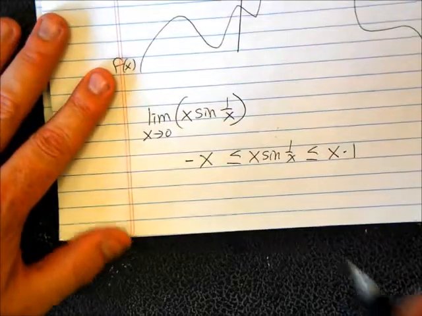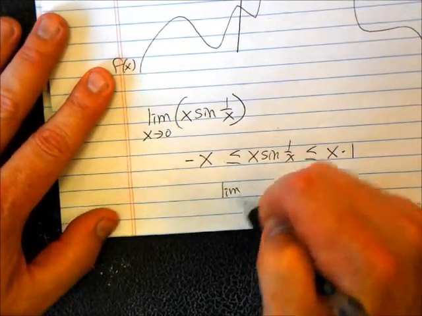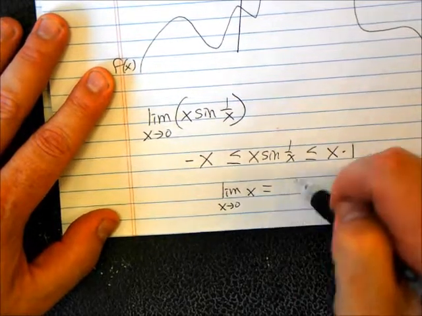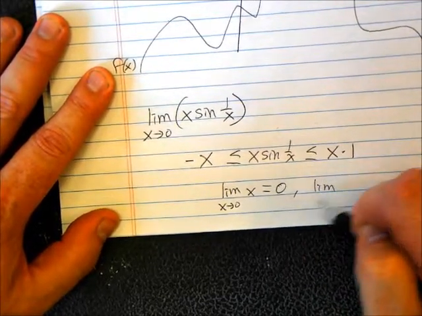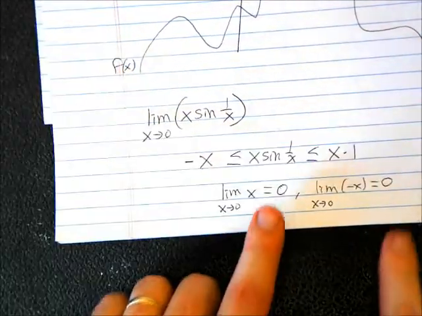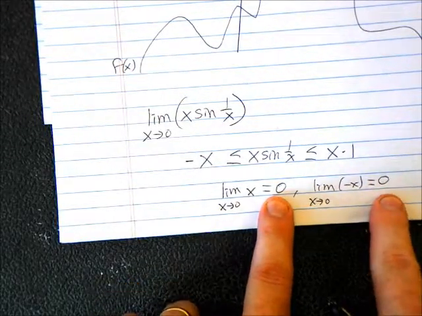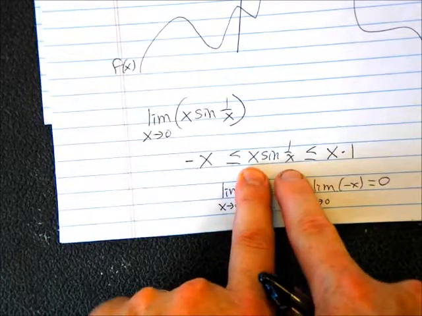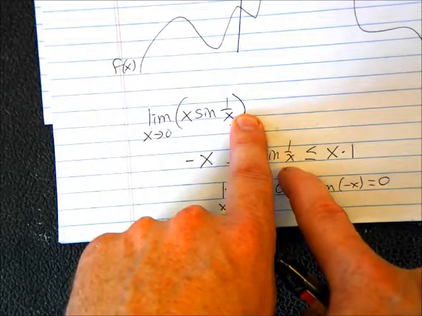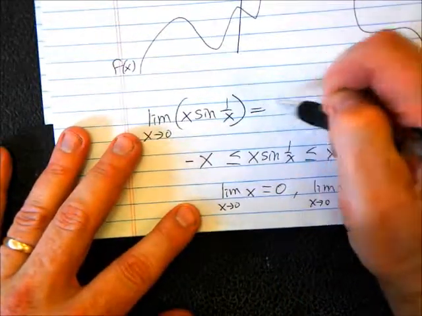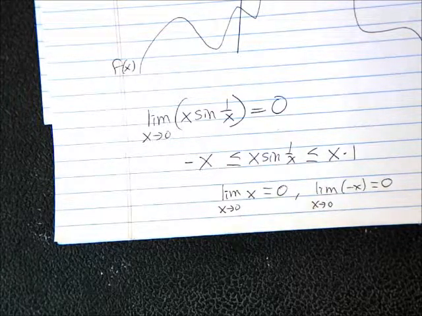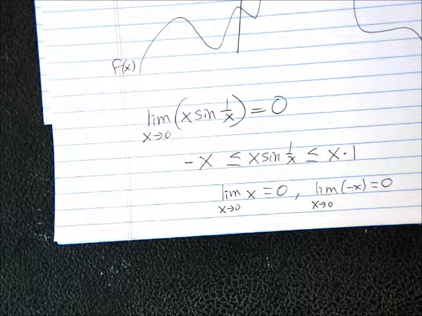And then, a couple obvious things here. What's the limit as x goes to 0 of x? 0. And what's the limit as x goes to 0 of negative x? 0. So since these two limits are 0, and x sine 1 over x is squeezed in the middle, what does this limit have to be? 0. It doesn't have any choice. It's stuck in the middle. It has to be 0 also. Questions on that?